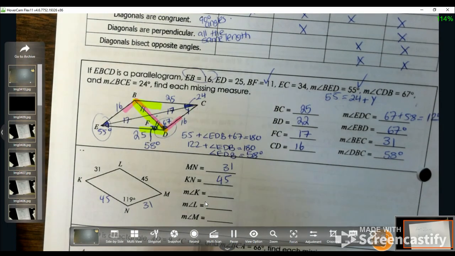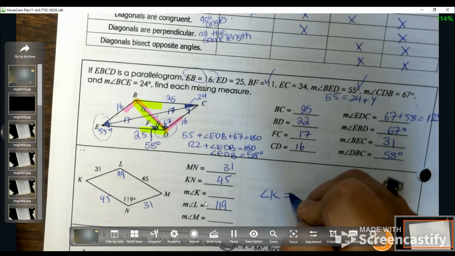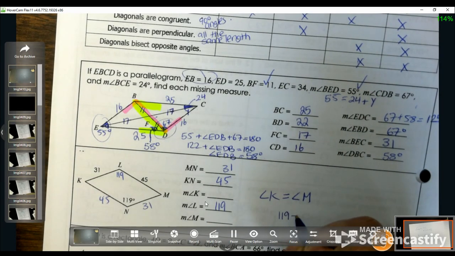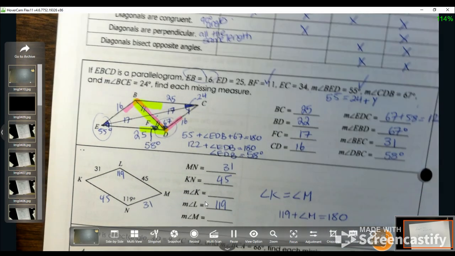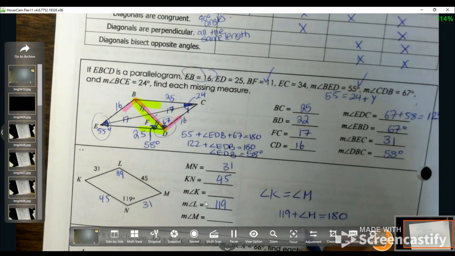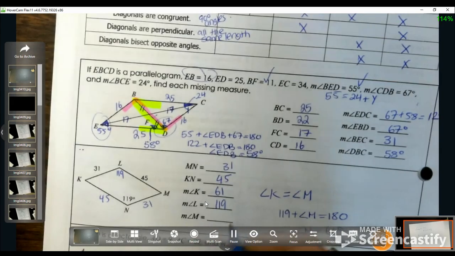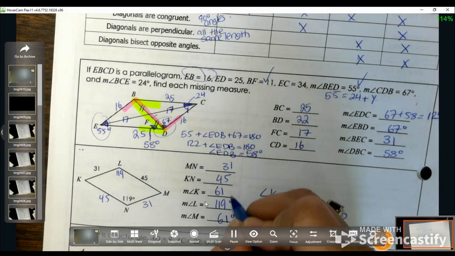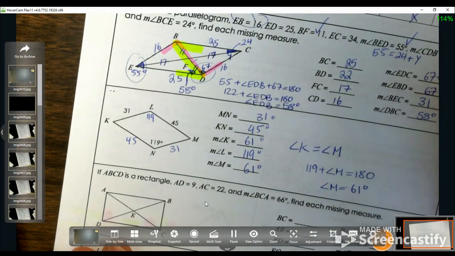I know angle L is 119. I know angle K is equal to angle M. And I know 119 plus angle M is equal to 180. And I get 61 degrees. Okay. And that question is done. Let's look at this one over here.